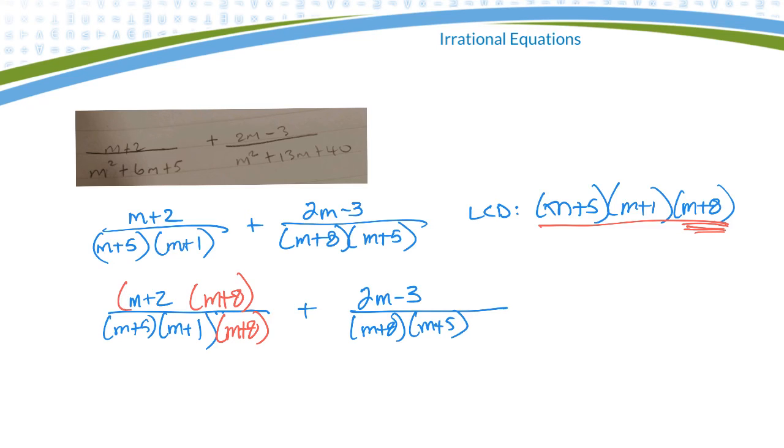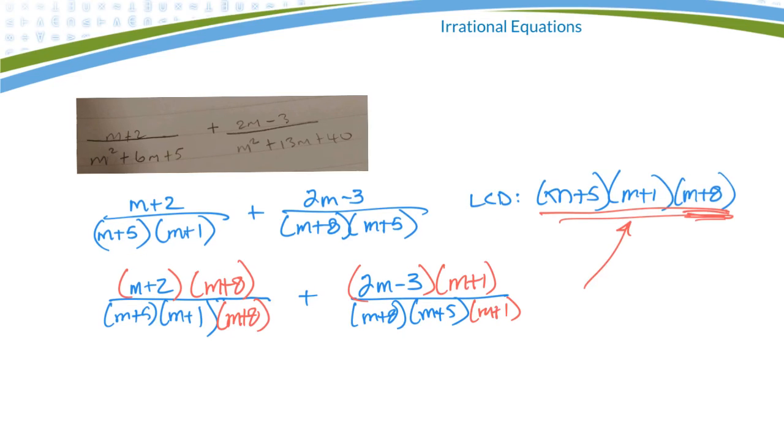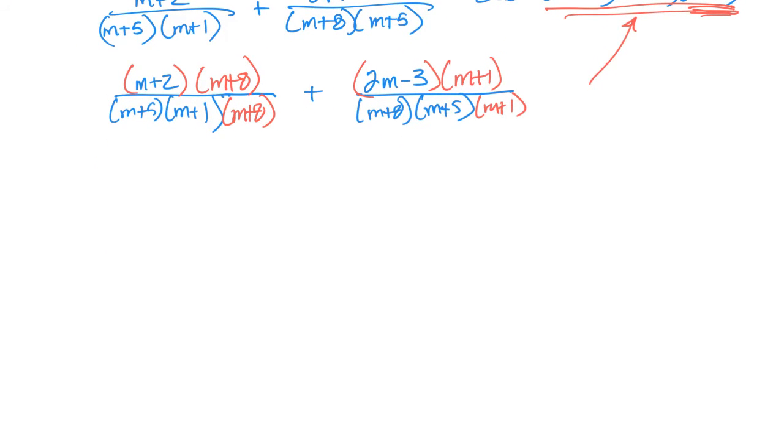Now, since I already have a binomial there, I should put it in brackets. On the next one, comparing, it looks like an m plus 1 is needed on the bottom so that it matches the lowest common denominator. If I do it on the bottom, I have to do it on the top. And again, I have a binomial, so let's put it in brackets. Okay. So now I'll just leave the denominator alone, but since it's common now, I just have to write one of them: m plus 5, m plus 1, m plus 8.